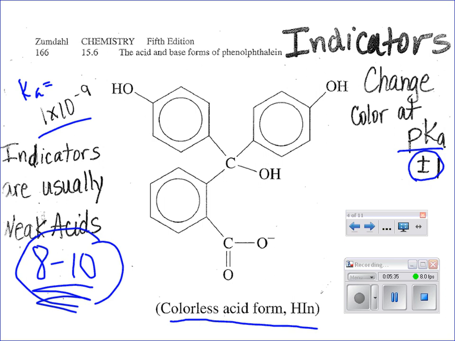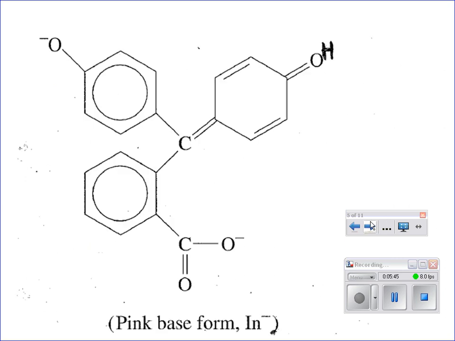Not the equilibrium point, equivalence point. So we want a titration where the equivalence point falls between 8 and 10. Looking at this, this is the pink form. It's missing up here. There was an H on the colorless form. That's the pink form of phenolphthalein.